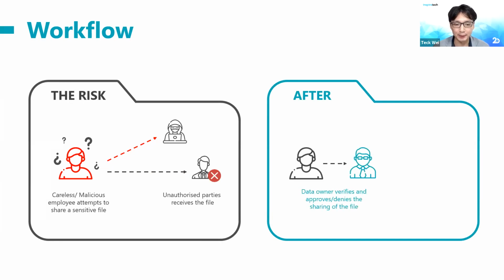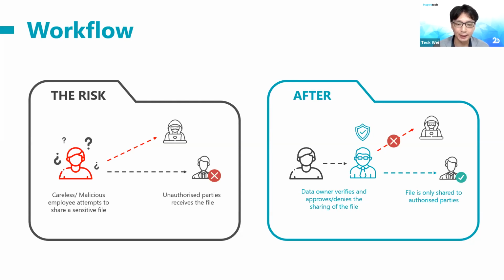In this feature, what happens now is that when a user wants to share a file in EasiShare, there is an added control that the data owner has to verify: check the file and make sure that it's going to the correct recipient before the file is shared to the external party. So now the added layer really serves as a second level of verification to ensure that file sharing activities are intended for the right recipients.